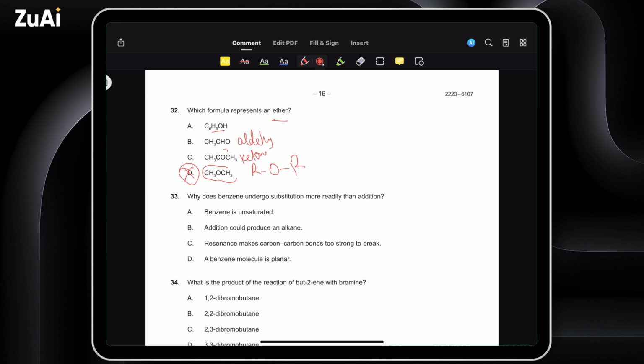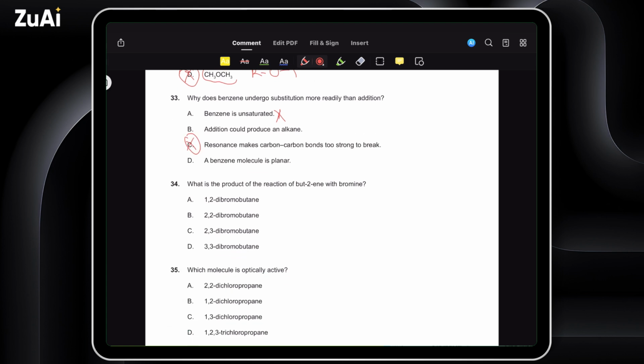Why does benzene undergo substitution more readily than addition? Unsaturation is not the reason. It is substitution, because resonance makes it more stable. What is the product of the reaction of butene with bromine? Butene means the double bond is present at the second and third carbon. Bromine is placed exactly there, so 2,3-dibromobutane is the answer.